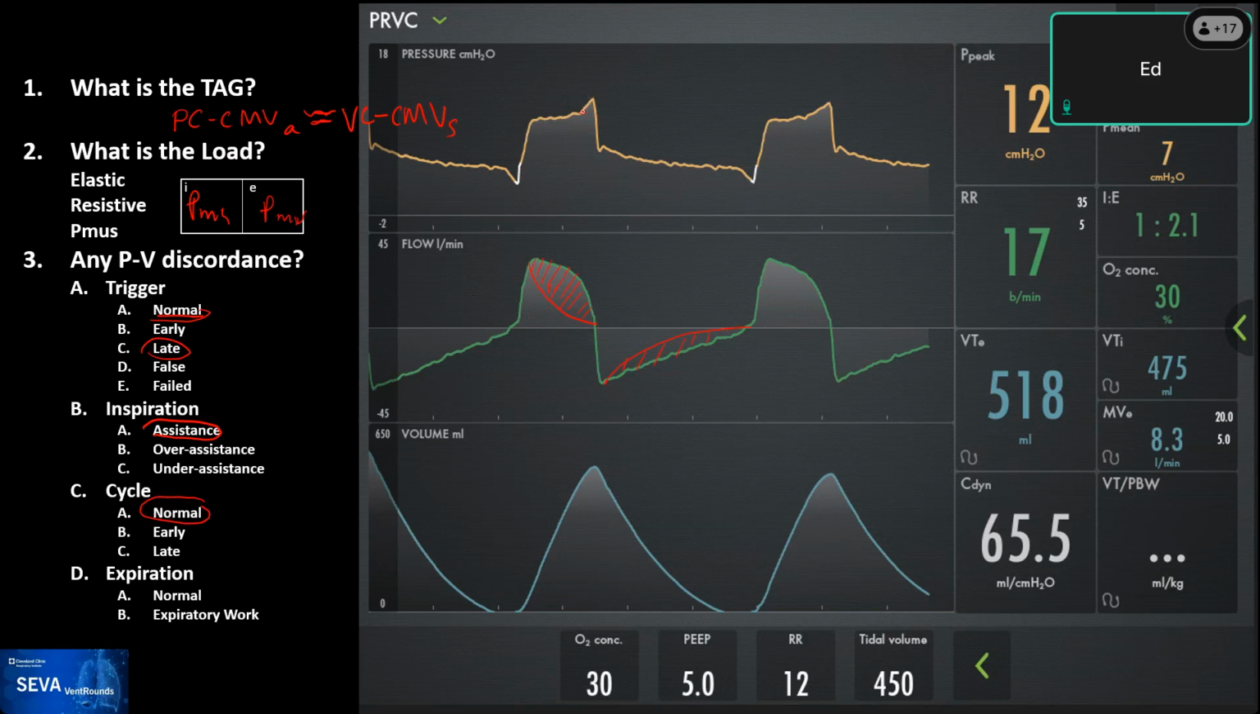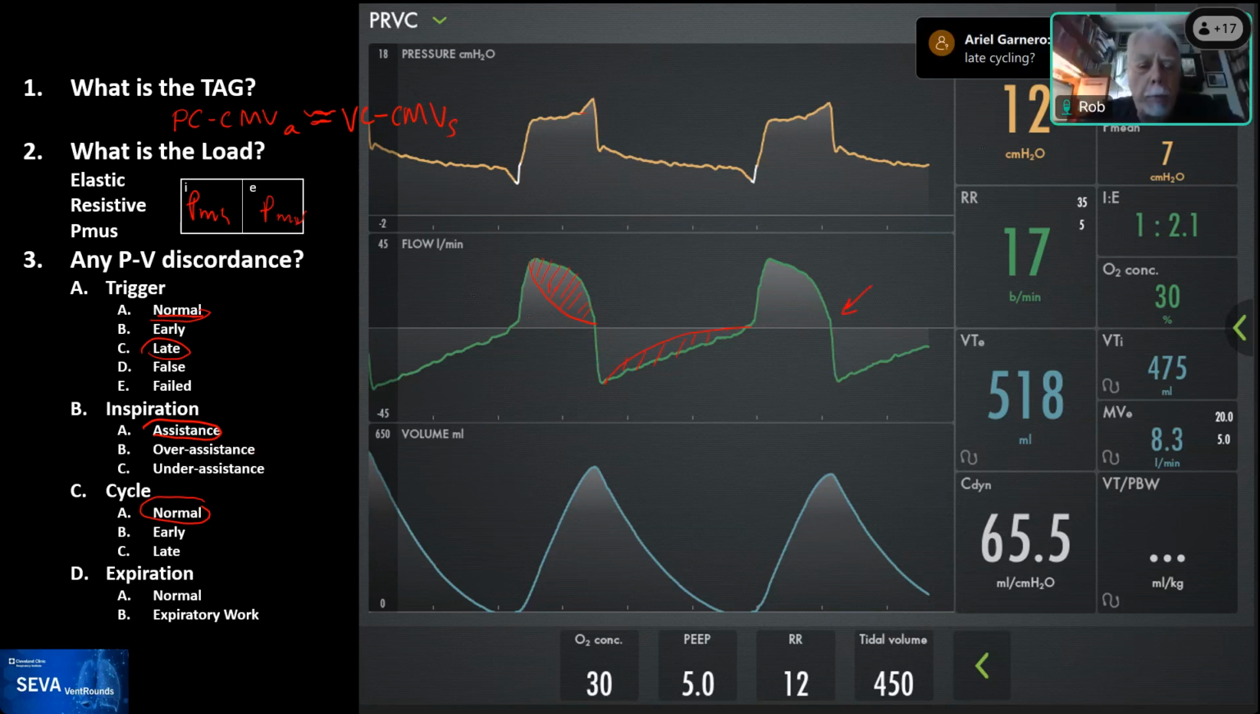Now, if it was pressurizing appropriately, or if you can shorten the I time and this disappears and there is no evidence of early cycle, you could argue that this was a late cycle. But I would say just by the flow waveform that we have here, I would say that this is normal. Roberto? Even if it was late, it's probably not clinically important, right? Correct. I would call it normal.